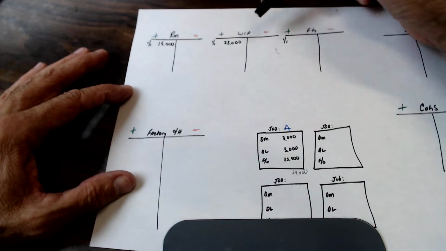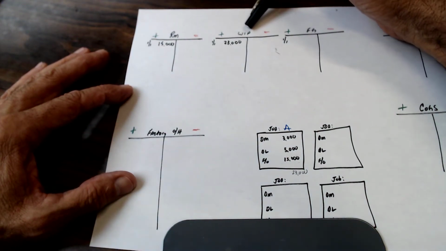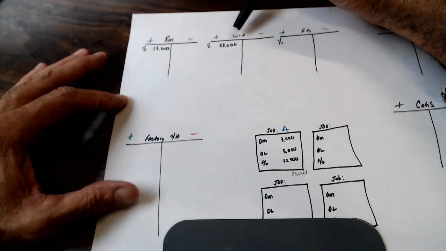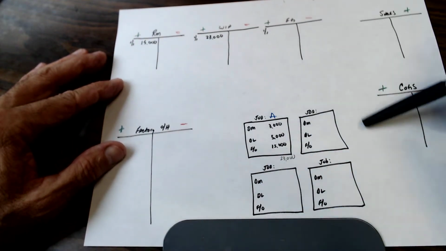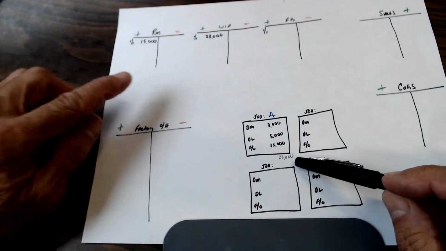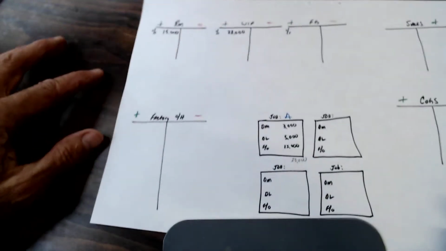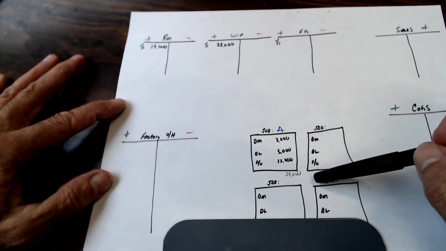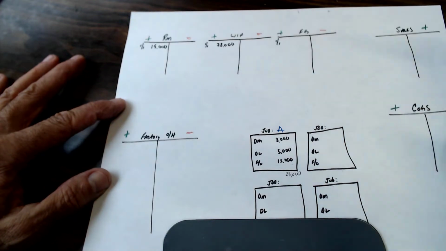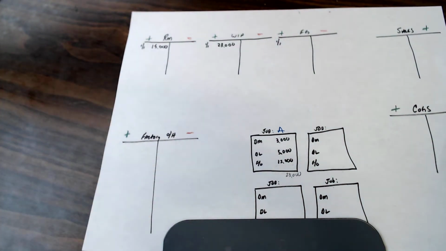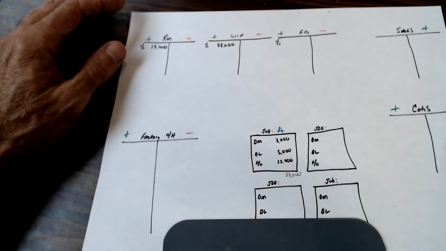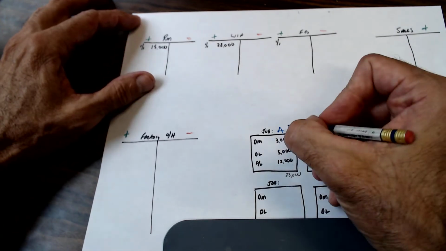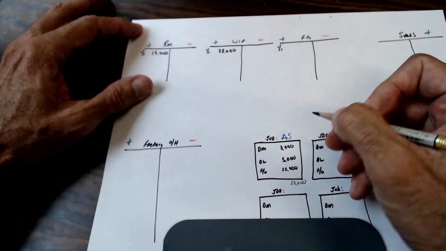So again, the work in process account is a control account, and it has the total cost of all jobs in process, which is only one right now, $23,000. Again, the job cost sheets are just the detail of the work in process account. Maybe I'll do this. I'll call this job A5.